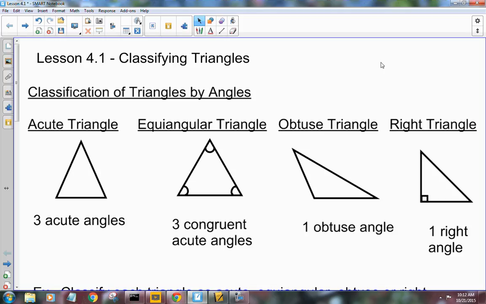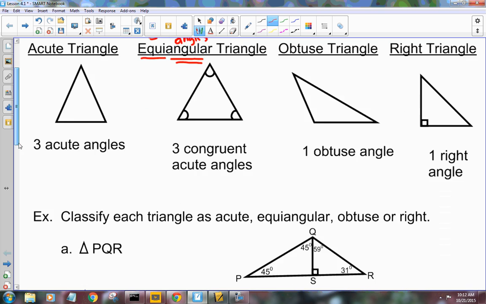But to classify them according to their angles, you have the acute triangle. In an acute triangle, all three of your angles are acute, which is less than 90 degrees. A special type of acute triangle is an equiangular triangle. If you look at the word, equi means equal, and angular means angles. So equiangular is equal angles. So all three of the acute angles are equal. Then you have the obtuse triangle. In an obtuse triangle, you have one obtuse angle, an angle that's greater than 90 and less than 180. And then your right triangle obviously has one right angle. All right, so that's how you classify them according to their angles.